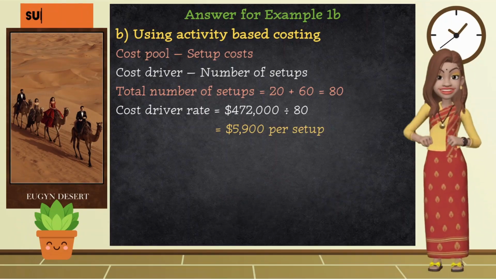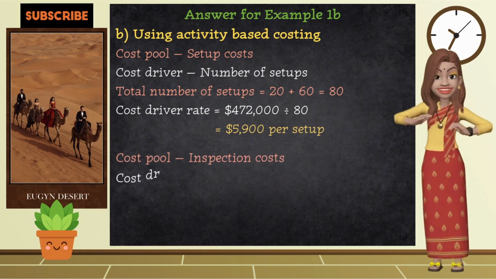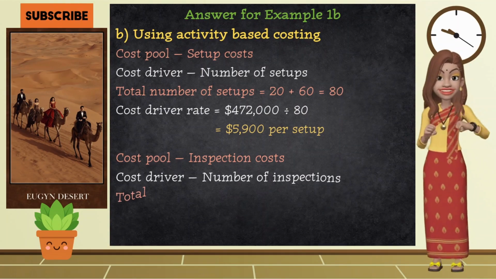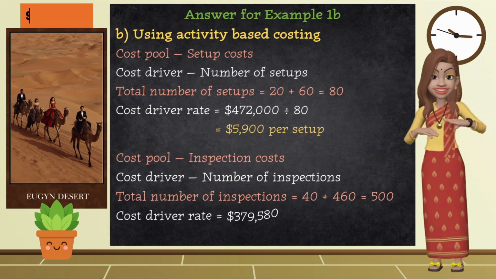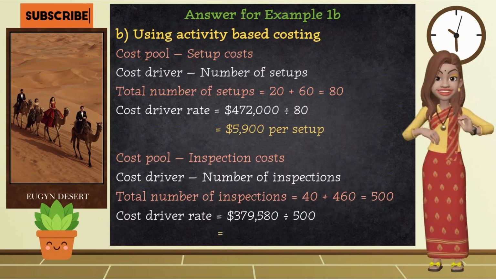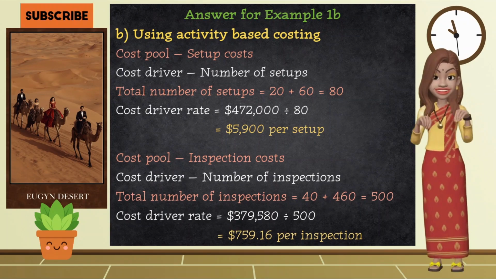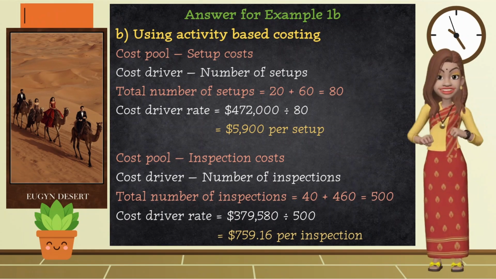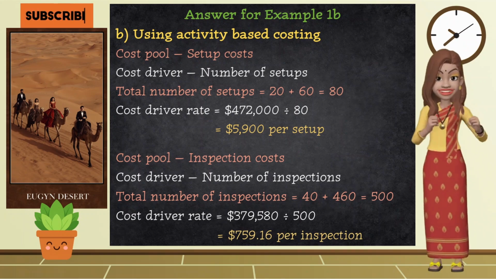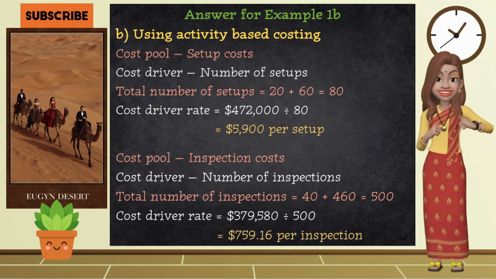$5,900 per setup. For the second cost pool, inspection costs, the appropriate cost driver is the number of inspections. We calculate the total number of inspections for products X and Y, which is 500. To get the cost driver rates, we take the inspection costs, $379,580, divided by the number of inspections, 500. That gives us $759.16 per inspection.